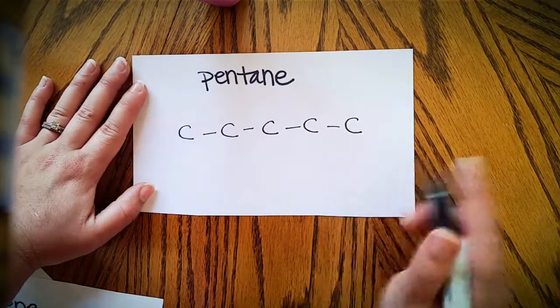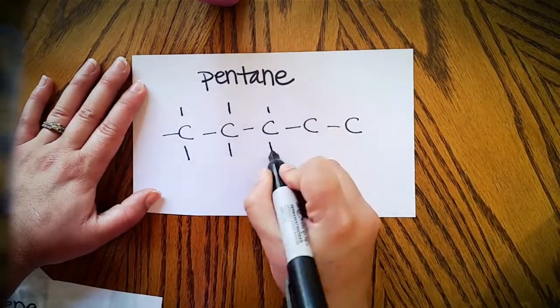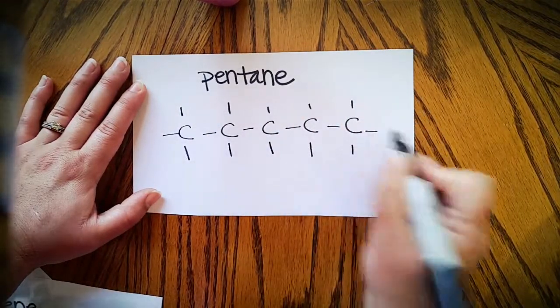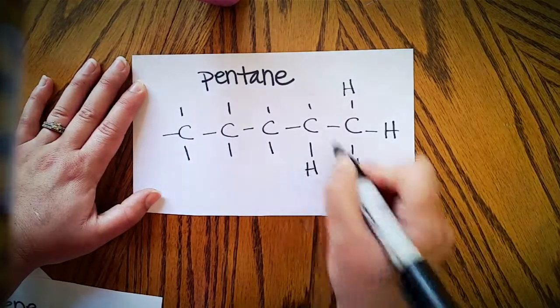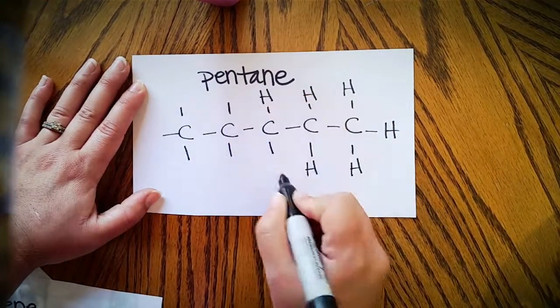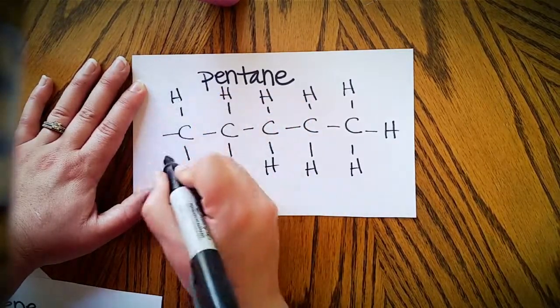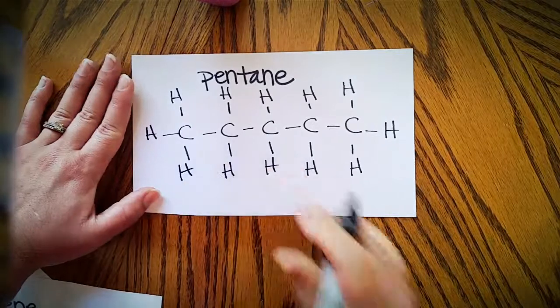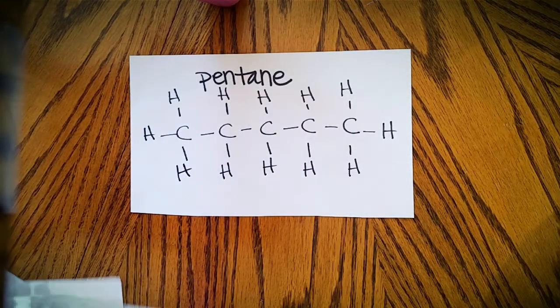And I know that carbon can have a total of 4 bonds around it. So I'm going to make sure that each carbon has 4 lines. And I'm going to replace or connect those lines with a hydrogen. Now, if this were pentanol, I would make one of those H's an OH. Easy peasy. Okay, so that is pentane.